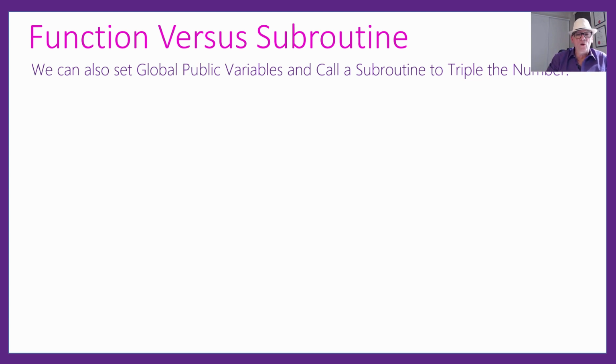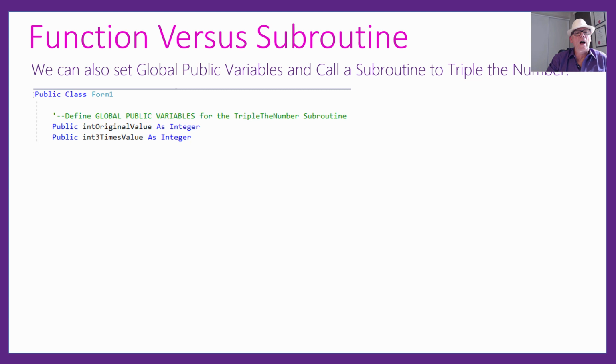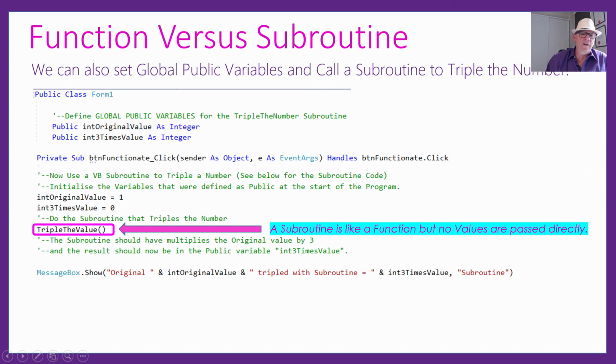Well, this tripling the number, we could write a subroutine to do this. So up the top of our program, we've just put some variables here so that they'll be accessible all over the program, of what the original value is coming in and what the 3 times or tripled value answer is going to be. So we set that up at the top of the program, and then when they click that button to do functionating, it's going to take that value that we've defined and set it to 1 for the input. It'll just set the output now to 0 because it hasn't done anything. And we're just going to go to a subroutine called triple the value, and it's going to do the actual multiplying by 3.